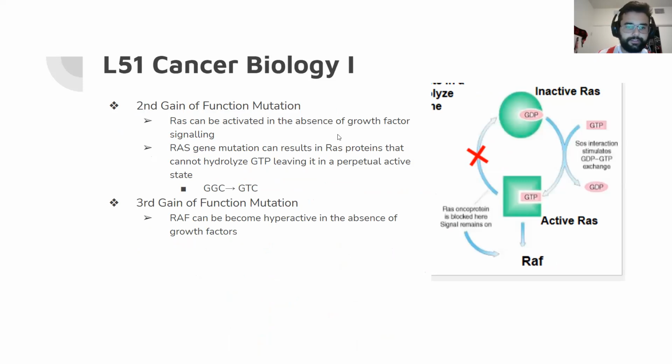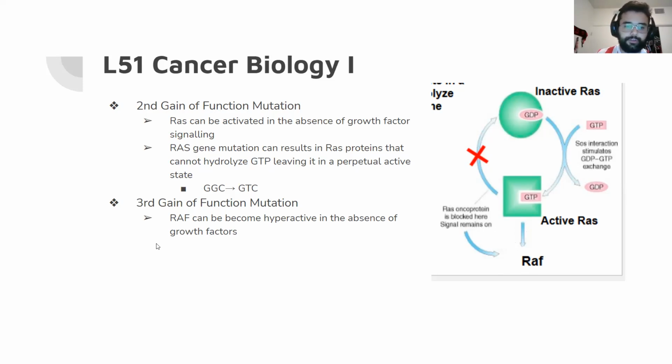Our second gain of function mutation is when our RAS can be activated in the absence of growth factor signaling. Remember, our RAS is associated with GTP. A RAS gene mutation can result in the RAS protein not being able to hydrolyze that GTP, leaving it in a perpetual activated state. In this picture, we see that activated RAS is associated with GTP, but if it's unable to hydrolyze back into a GDP form, which is the inactivated form, it's going to continue activating our RAF, which continues activating that pro-growth pathway.